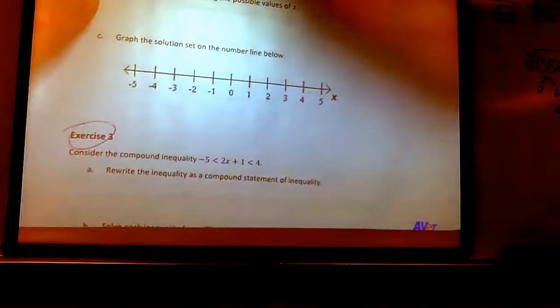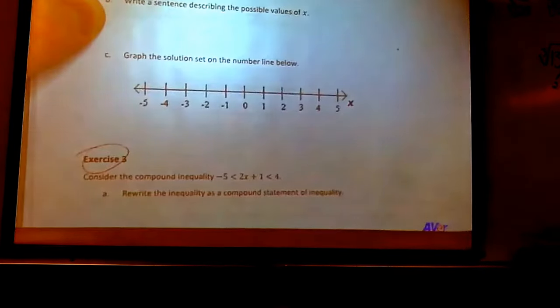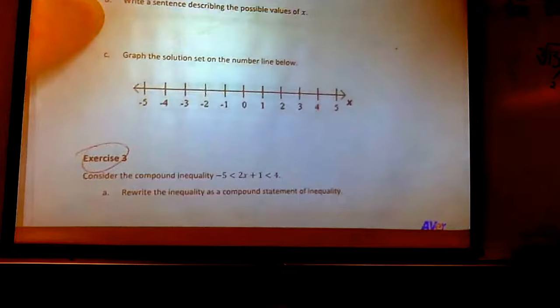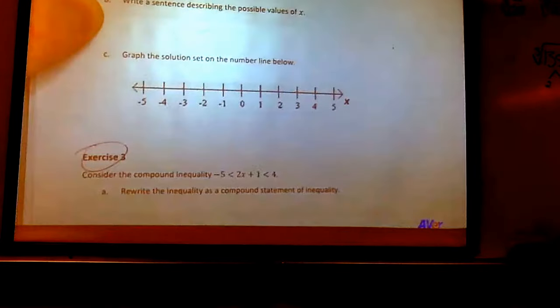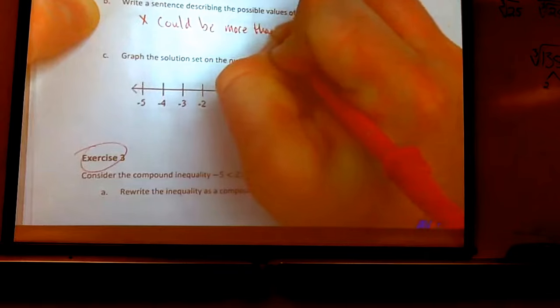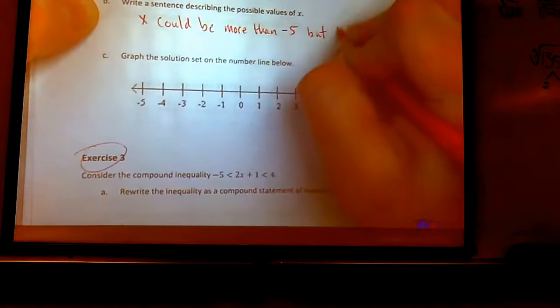So just looking at that right there, what are the possible values of x? More than -5. There you go. You can make up your own if you want. You would start with "x could be," and he said more than -5, but less than 4, right? That's what he said.